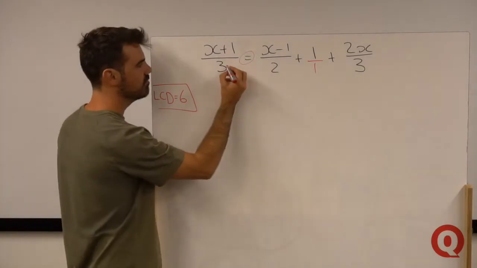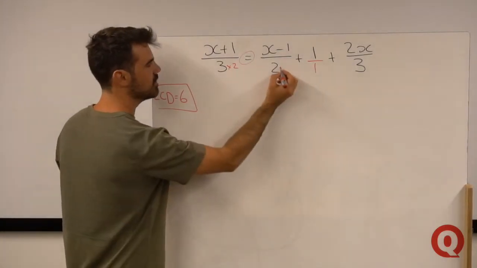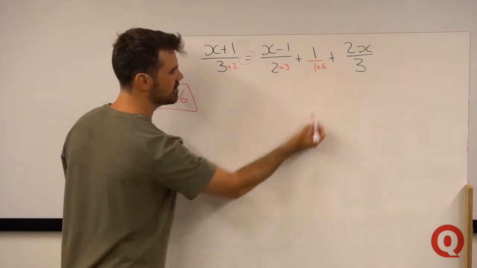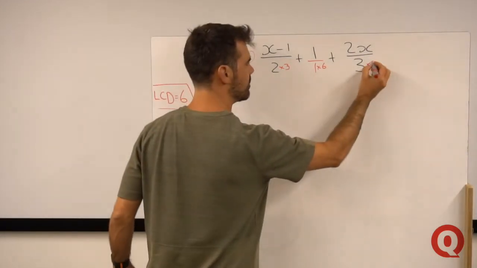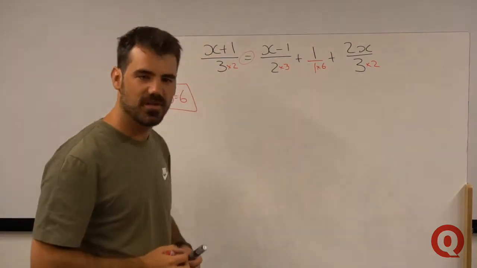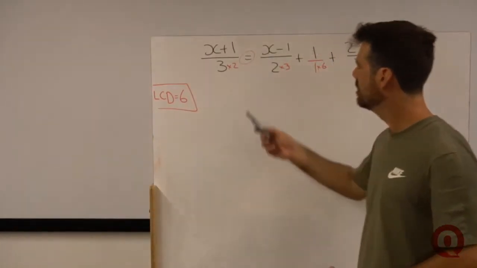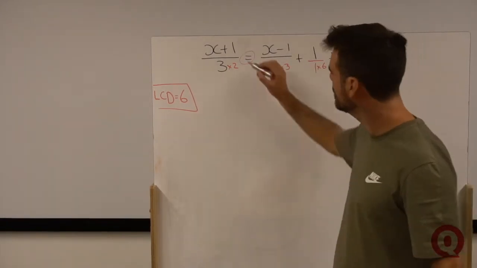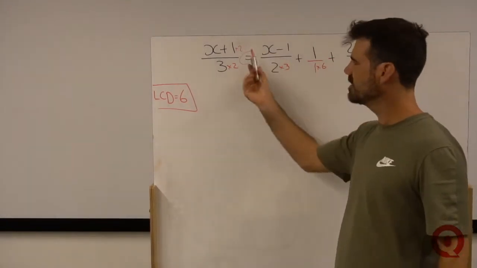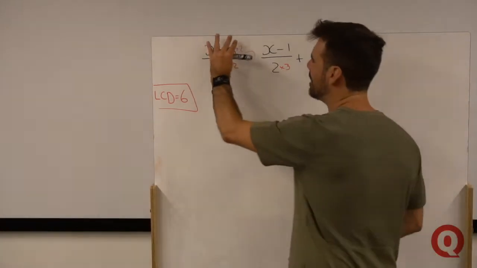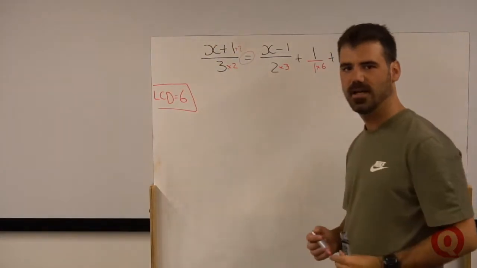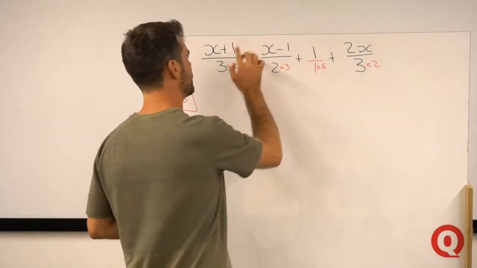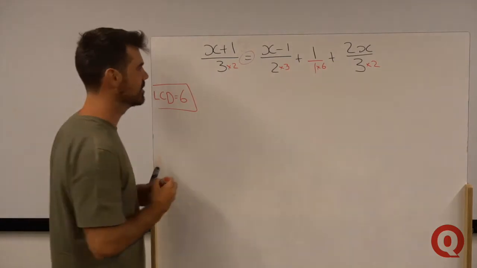So I need to say 3 times 2 gives me 6. 2 times 3 gives me 6. 1 times 6 gives me 6. And 3 times 2. Now, as I said in the previous examples, I cannot just say times 2, because you're only going to multiply the 1 by 2. But I need to multiply this whole numerator by 2. And that's why we use the brackets. So now you're going to get first-hand experience as to why we use brackets.